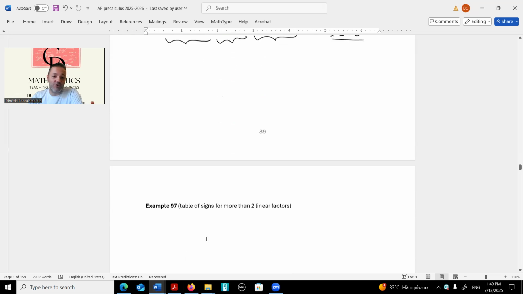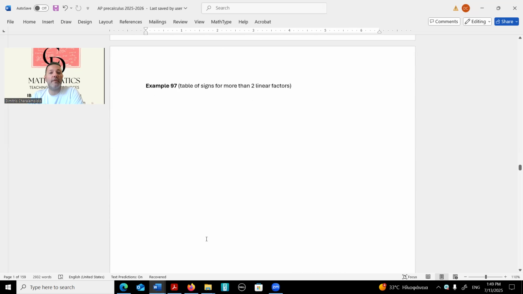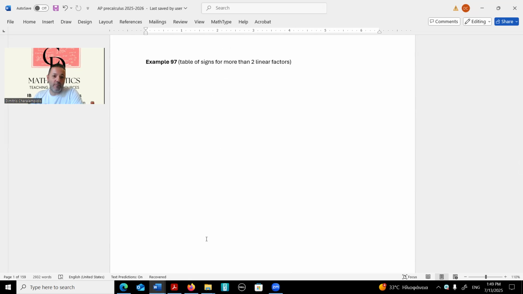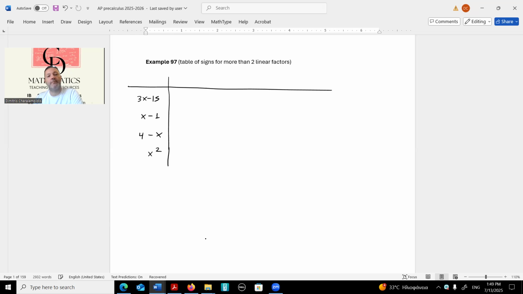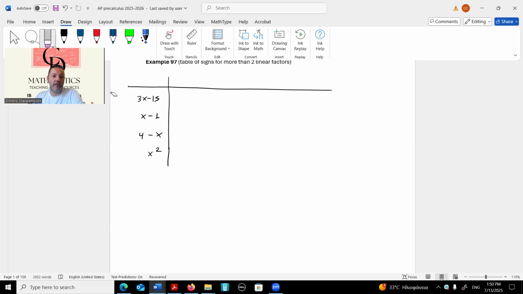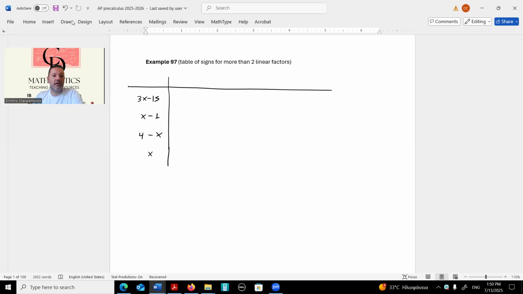Let's extend this concept for even more than two linear factors. Again, however, the process remains the same. Regardless of how many we have, it remains the same. So 3x minus 15, x minus 1, 4 minus x, and let's put here x squared. So, sorry, these are not linear factors. However, it could expand, let's put just x. However, it could expand in more than two linear factors.